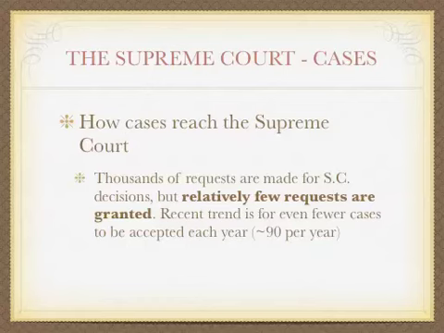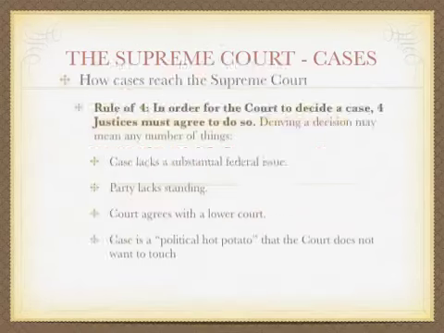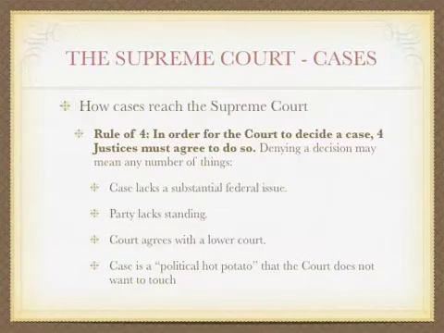Now, surprisingly enough, it does not take a majority of justices to decide to take a case. But it takes, I guess we call this a super minority, in order to do so. It takes 4 of the 9 justices to bring a case to the court. Now, this is what we call the rule of 4. In order for the court to decide a case, 4 justices must agree to do so.